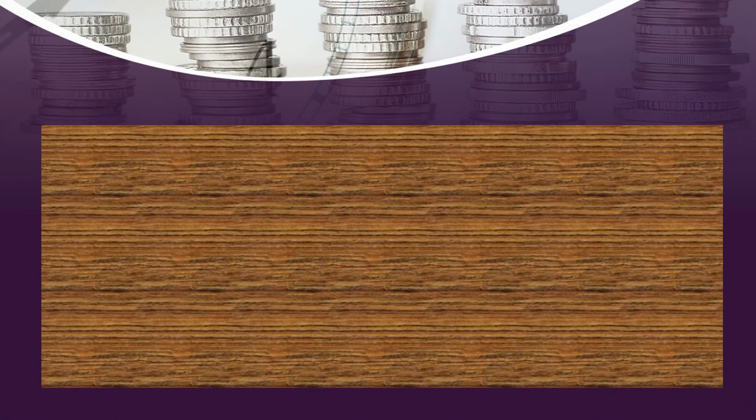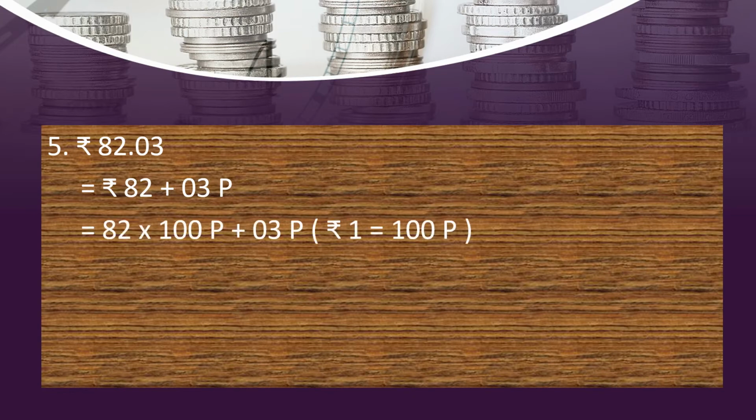Take question number 5, which says rupees 82.03. This can be written as rupees 82 plus 3 paise, which is equal to 82 multiplied by 100 paise plus 3 paise. As you all know, rupee 1 is equal to 100 paise. Then this is equal to 8200 paise plus 3 paise, which further goes to 8203 paise.